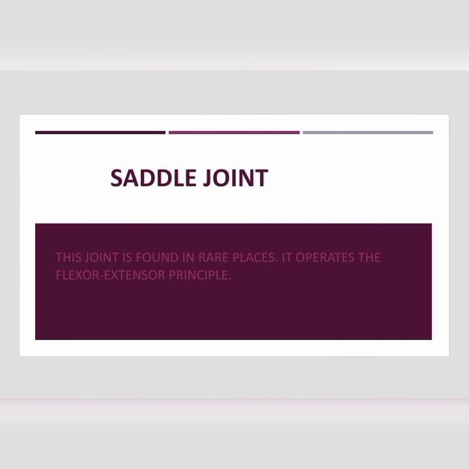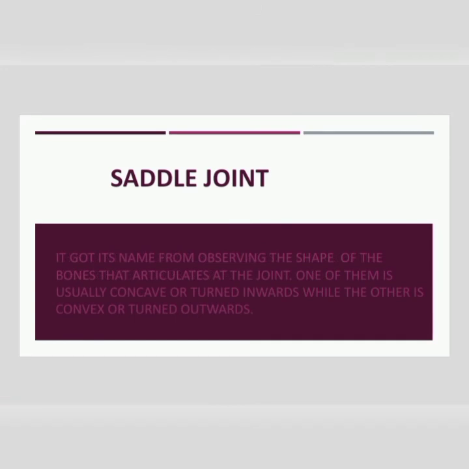The last type of movable joint we'll be looking at is the saddle joint. The saddle joint got its name from observing the shape of the bones that articulate at the joint. One of them usually is concave in shape, or turned inwards, while the other is convex or turned outwards. So when these two bones come together, they make a connection and a perfect fit.